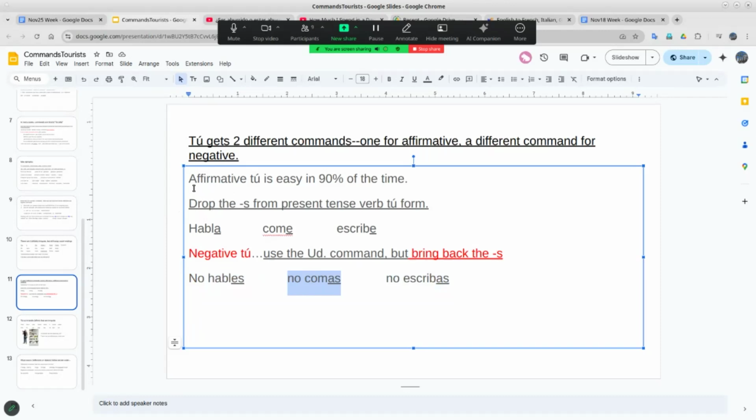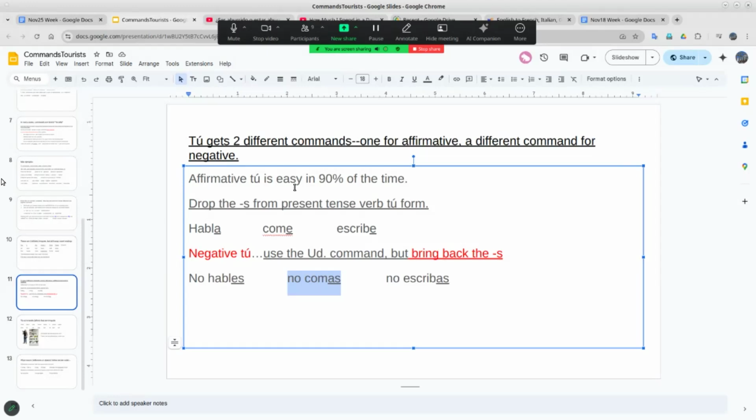All right. These mean that they are commands. Negative tú, the verb itself, is going to look like the usted command with an S slapped back onto the end. ¿Entiende? See why this is a can of worms? You may understand, okay, this is the rule. Why did they do that? I can't tell you. Why did it split off and do two different things? I got no clue.